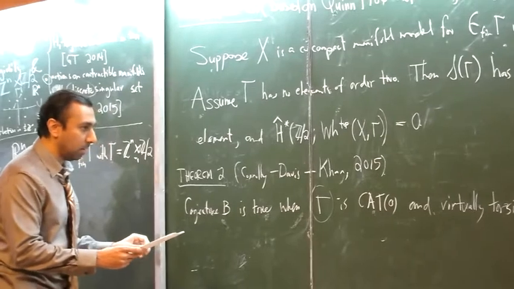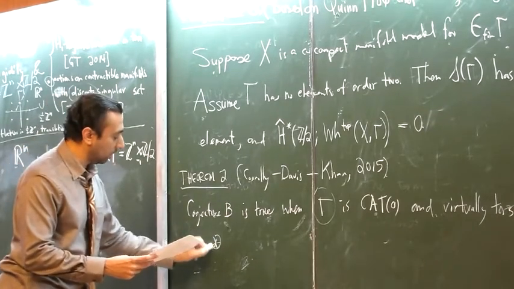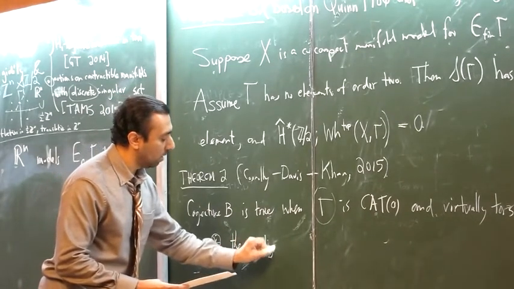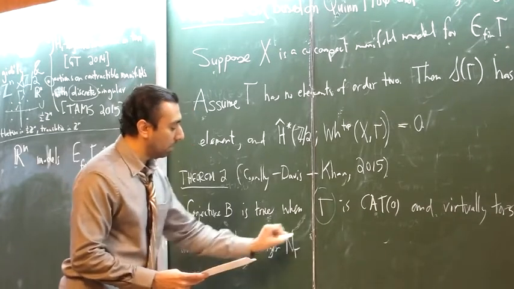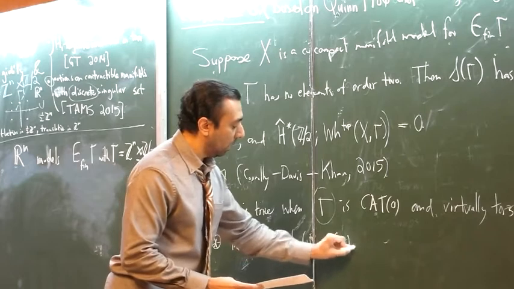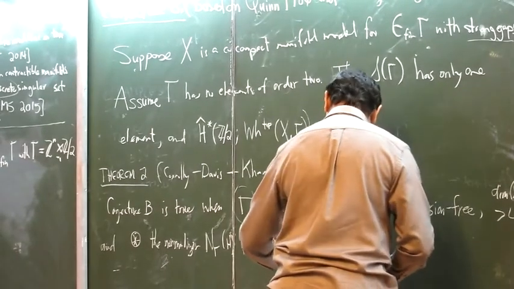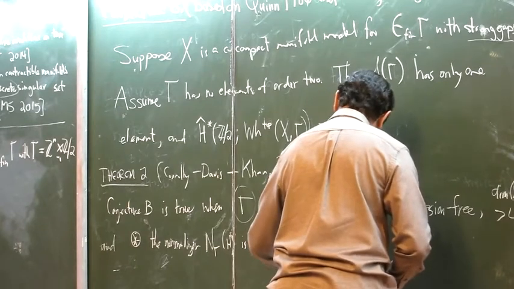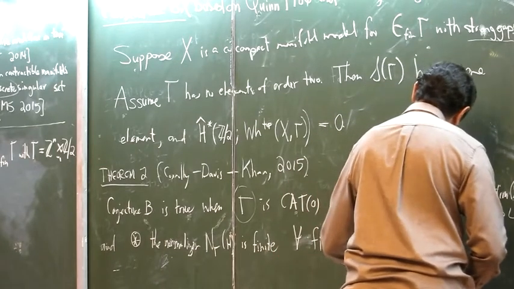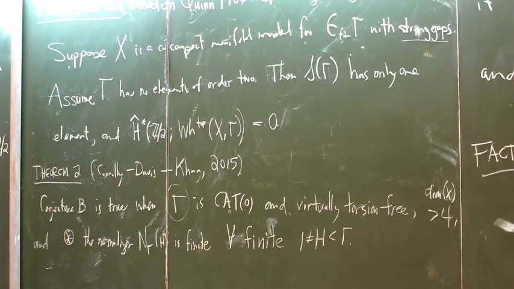So the way to say it in terms of gamma is this. Condition star: the normalizer in gamma of any finite non-trivial subgroup of gamma is finite. Of course, the normalizer for a trivial group is everything, but it has to be non-trivial.